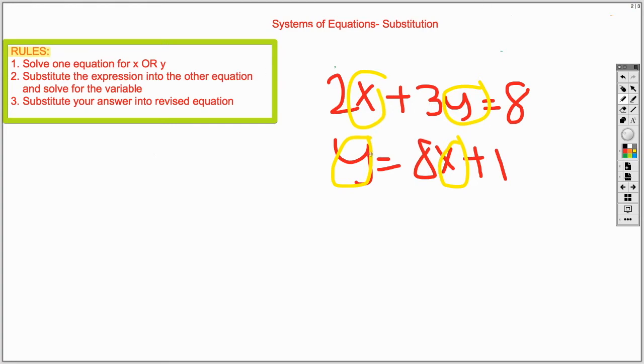As you can see, I have a list of these rules, which you can pause the video and look at if you want to, but I would recommend that you just see an example and then you'll get a flow of it normally. So let's see an example.